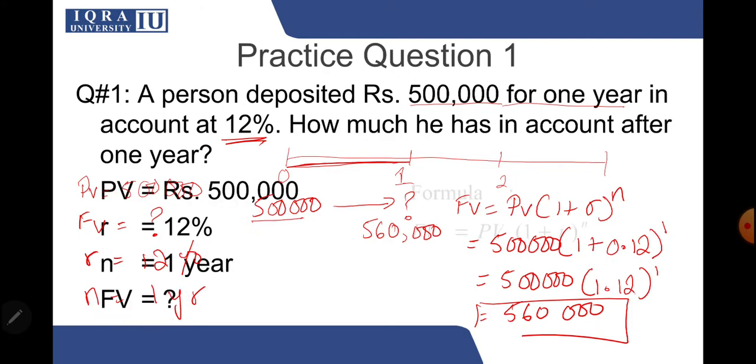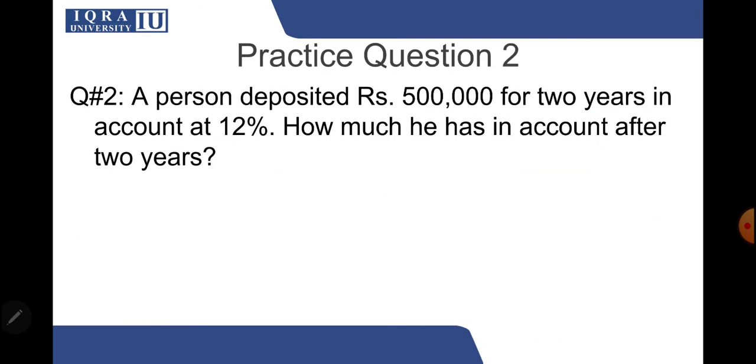Going on to question number 2. A person deposited 500,000 for 2 years in an account at 12%. How much does he have in the account after 2 years? So over here it is the same values, but now you're interested in how much he will have in his account after 2 years.